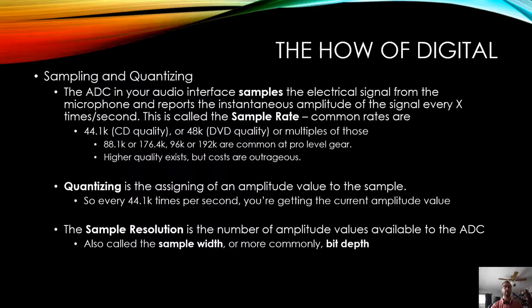So what's quantizing? Quantizing is the assigning of an amplitude value to a given sample. So every 44,100 times per second, you're getting the current amplitude value. The sample resolution is the number of amplitude values available to the analog to digital converter. This is also called the sample width, or more commonly, and what you're going to see in pretty much everything, the bit depth.